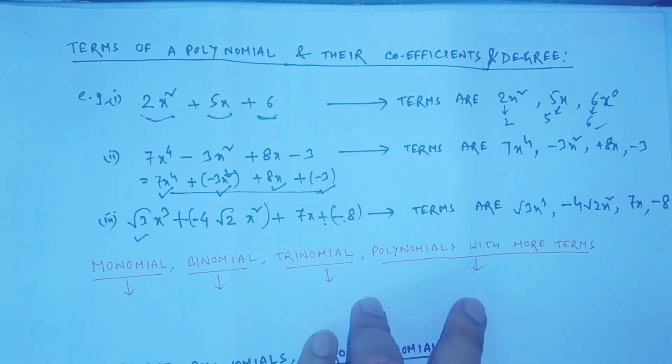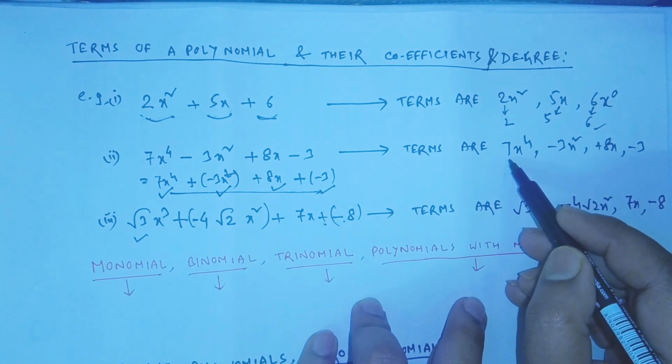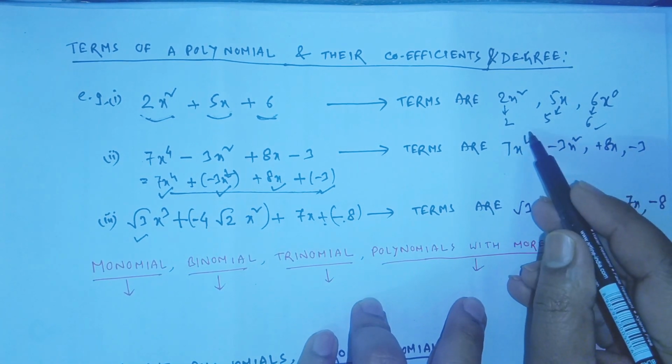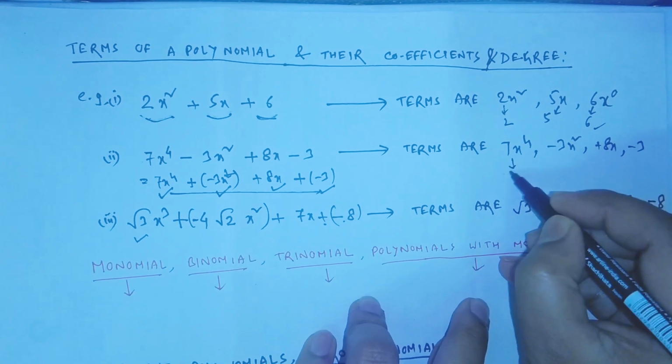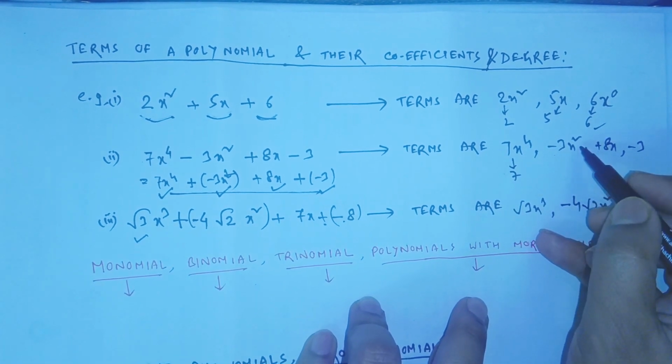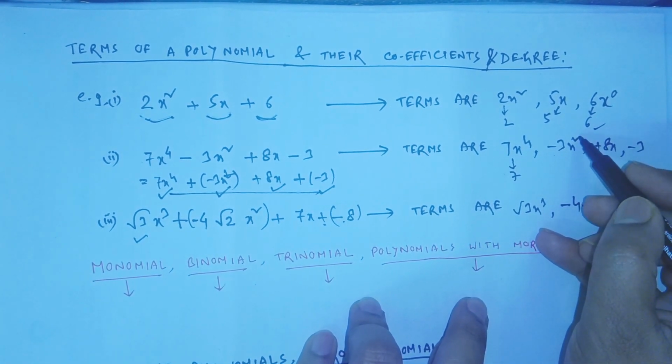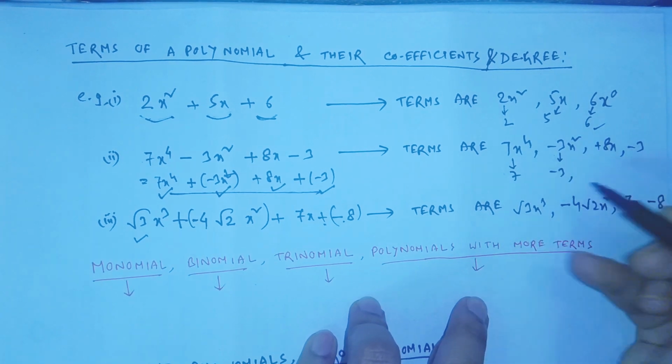Alright, next one, 7x to the power 4. The number which is multiplied with the variable part x to the power 4 is 7. So 7 is the coefficient. Minus 3x squared. The number which is multiplied with the variable part x squared is minus 3. So minus 3 is the coefficient.